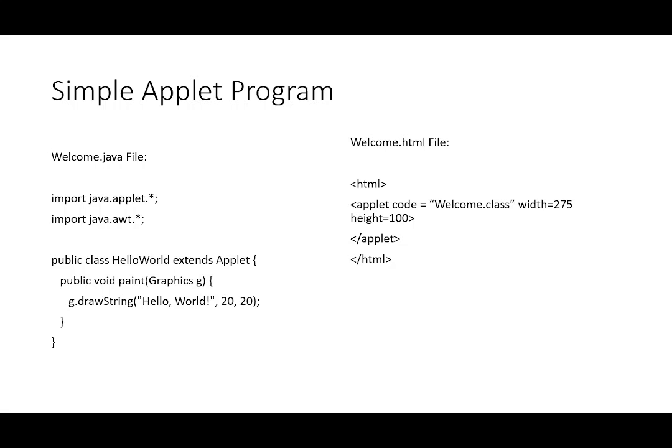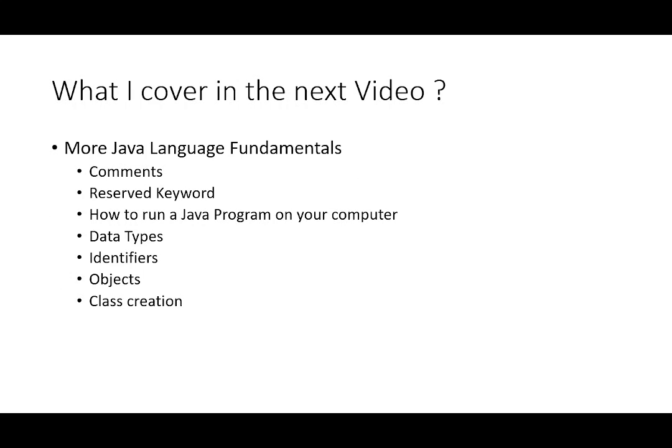Just to get an idea of what Java really looks like, we have a simple applet program here. We have two different files, an HTML file and a Java file. We embedded the applet inside of the HTML file. So this would give a website with the words hello world inside of it. It's nothing too crazy, but it's just a brief idea of what Java really looks like. We'll be going into more detail on what all this really means shortly.